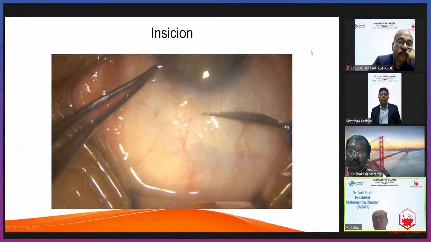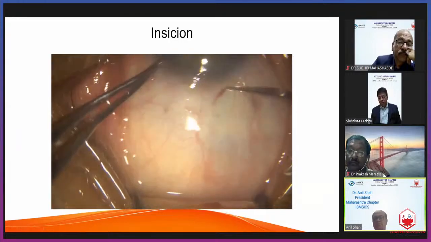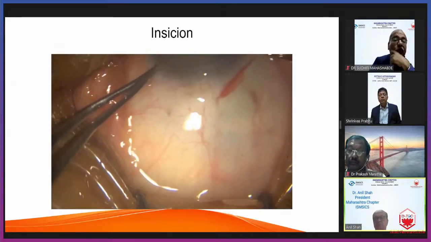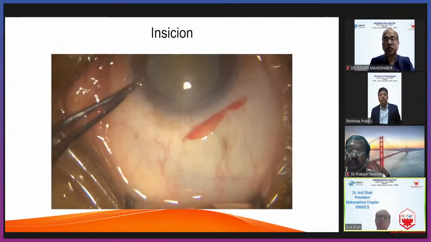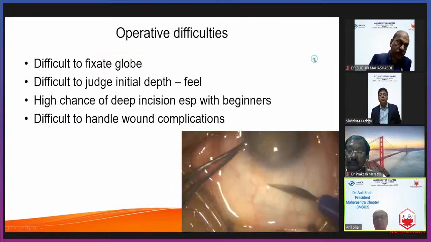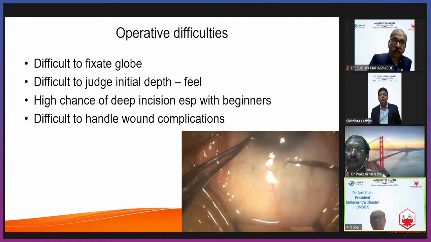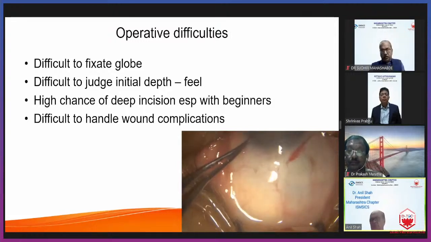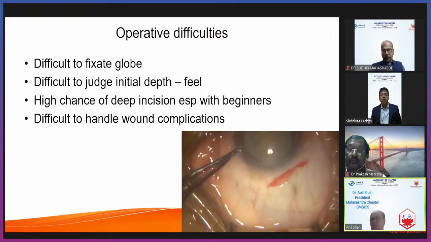Now, this is the main problem with the transconjunctival approach. When you are making the incision, since it is mainly done by feel, beginners can make it a bit deep and actually expose the uvea. And this is the problem, because you have difficulty fixating the globe, which can rotate, especially if you don't have a bridal suture. It is very difficult to feel and assess the depth, so you have a chance of going in deep.